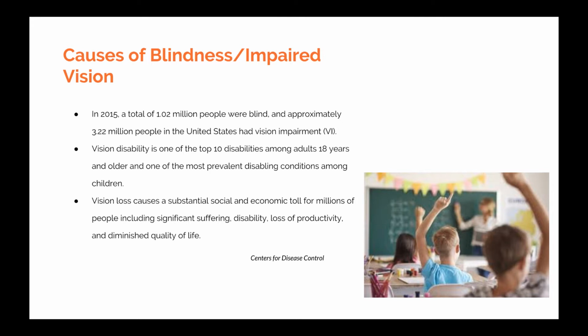Vision disability is one of the top 10 disabilities among adults 18 years or older and one of the most prevalent disabling conditions among children. It can also affect many things outside of the classroom, including being an economic toll for millions of people, including significant suffering, disability, loss of productivity, and diminished quality of life.